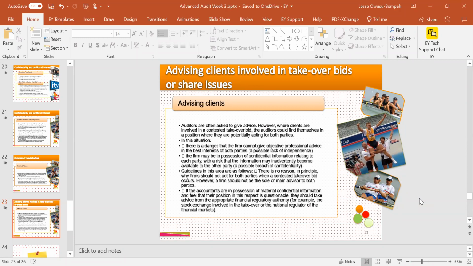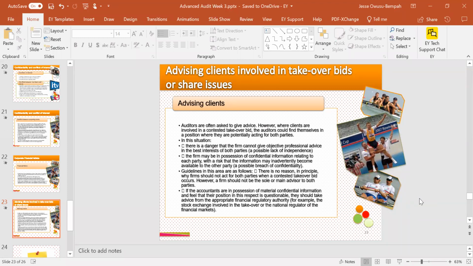So what are the guidelines saying here? There's no reason, in principle, not to act for both parties when there's a contested takeover. However, a firm should not be the main advisor for both parties. If the firm is the main advisor, that's where the issue is. Very important: if the auditor feels they have some confidential information and that their position in this whole takeover scenario is going to affect their image, they should take steps to seek advice from the regulatory authority.